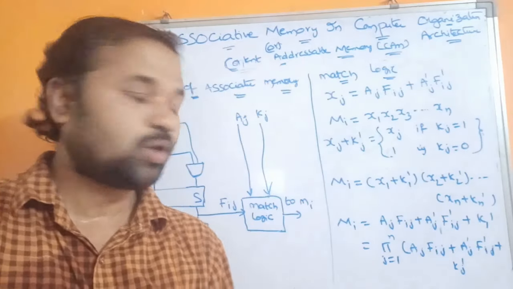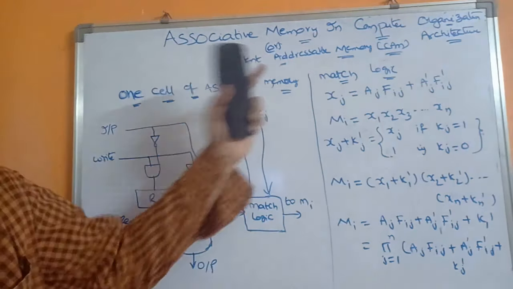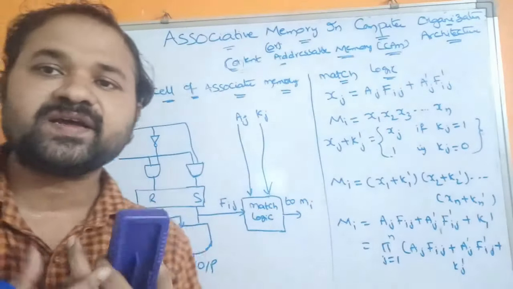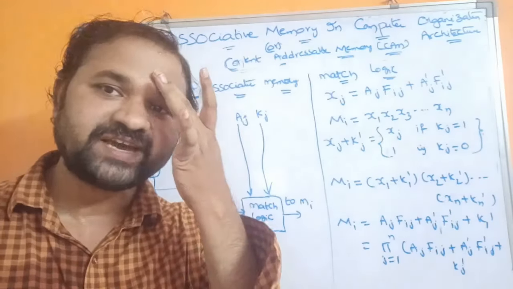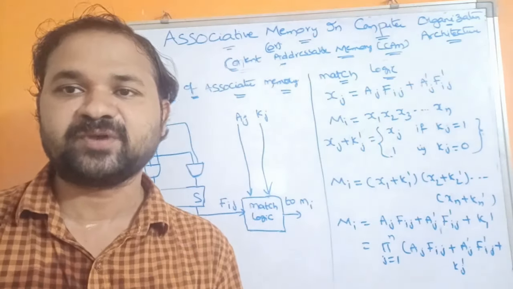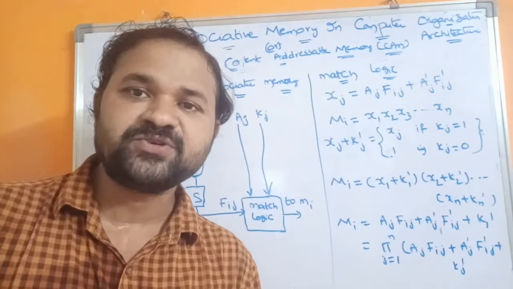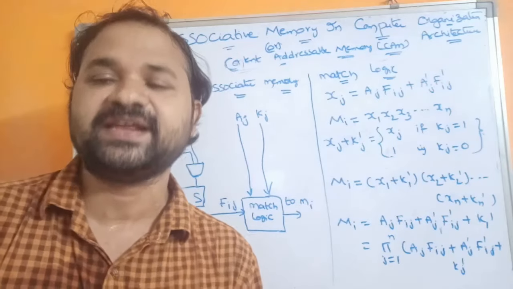Now let's see how we can store one cell of associative memory. Here, in order to store each cell of an associative memory, we are using a flip-flop. We know the advantage of a flip-flop. A flip-flop is mainly useful in order to store one bit of information.